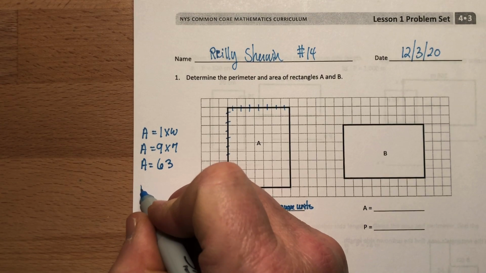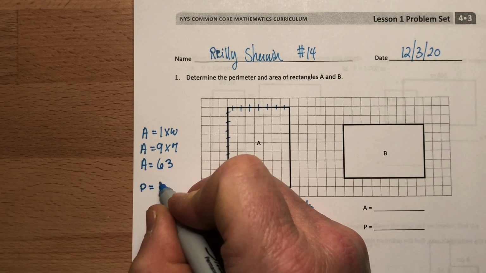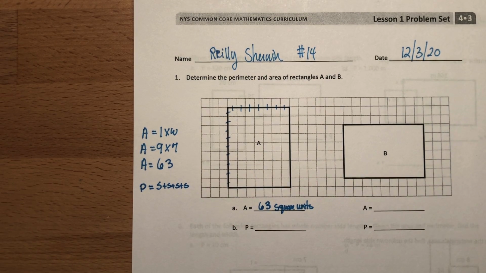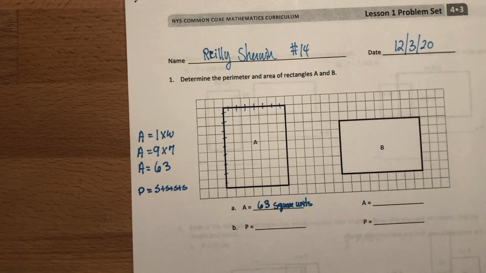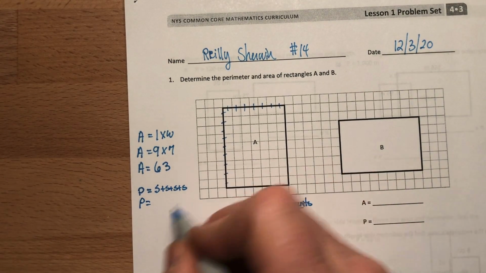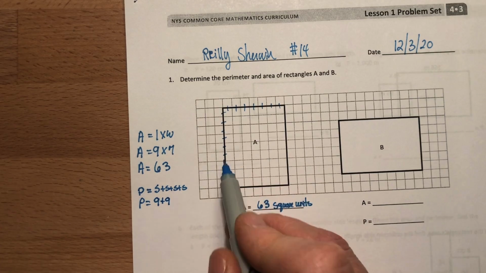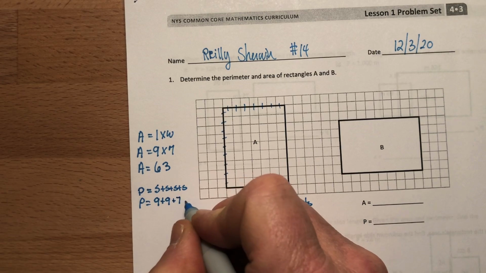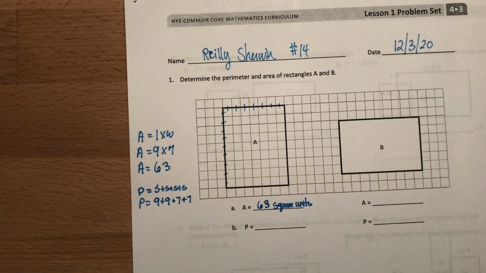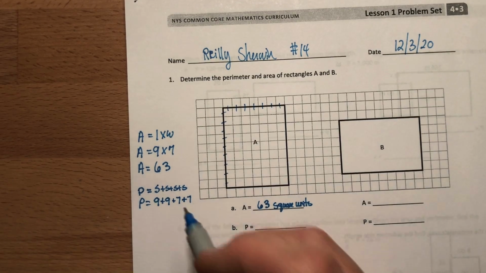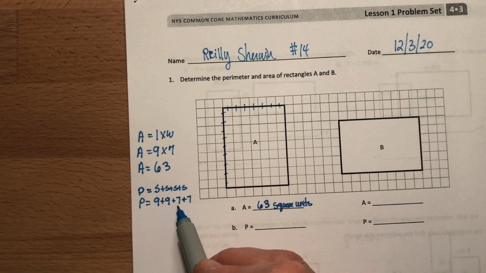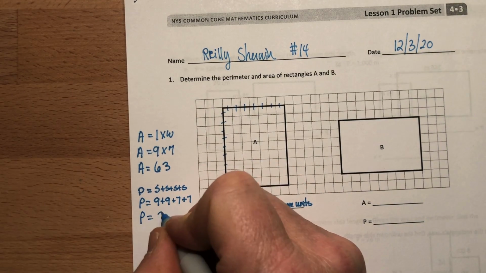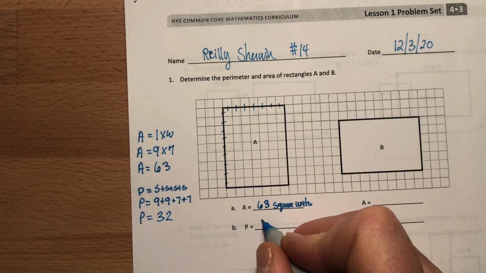The perimeter is P equals side plus side plus side plus side. Or I can say 2 times length plus width. I'm just going to do side plus side plus side. So here I've got P equals 9 plus 9, right? This side's 9, that side's 9, and 7 and 7. Plus 7 plus 7, right? So I can add those up. 9 and 9 is 18, 7 and 7 is 14, 18 plus 14 gets me 32. So down here I would write 32.